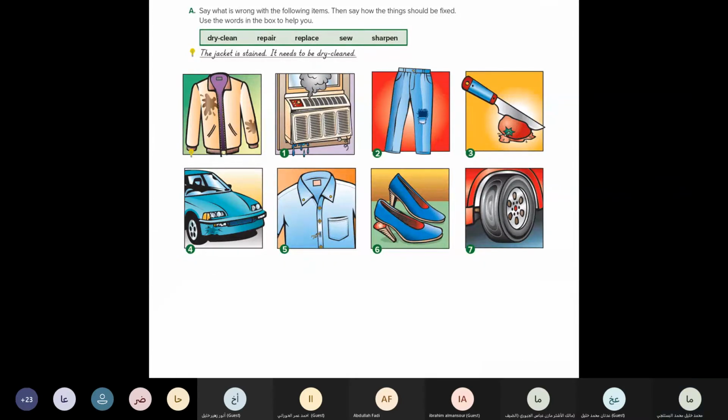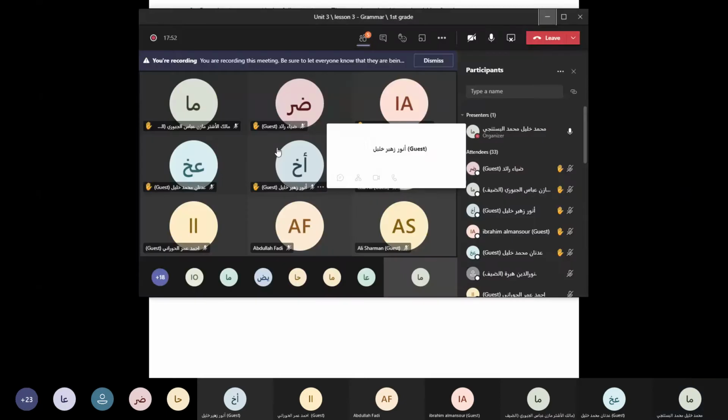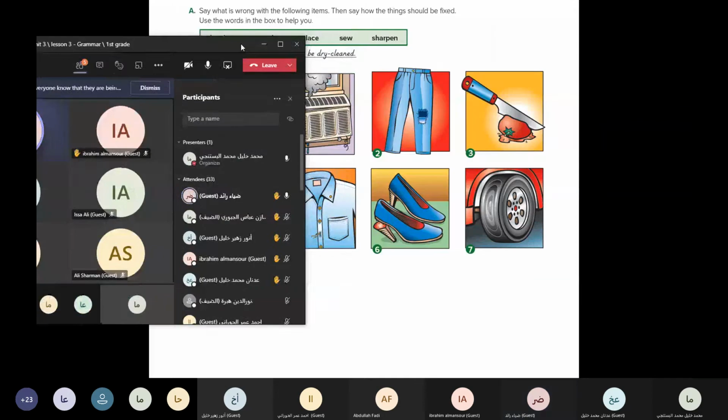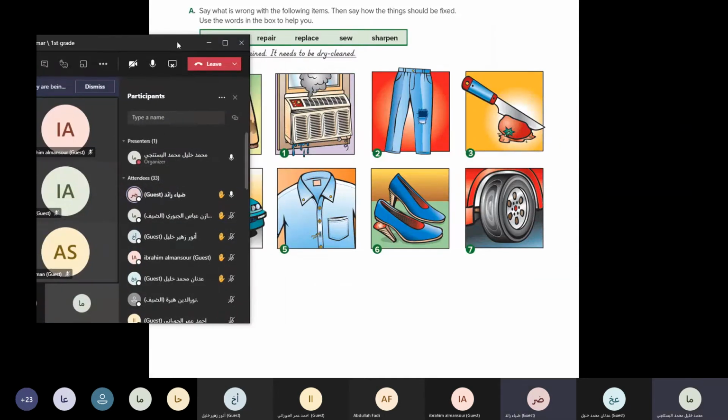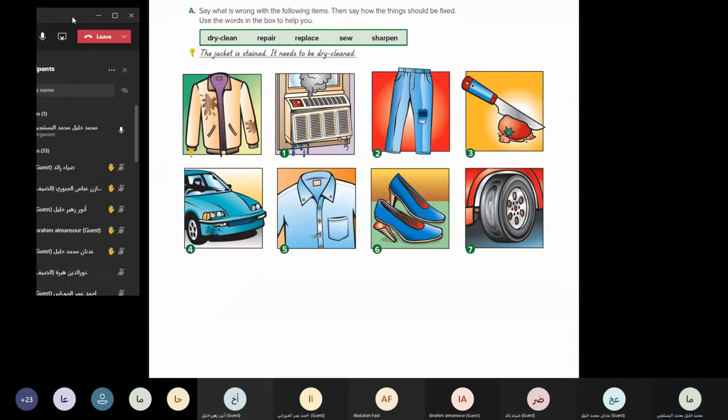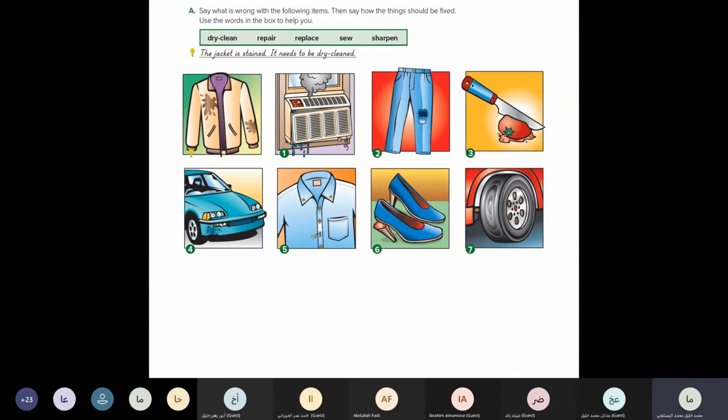Number 2. What happened to the air conditioner? Diya. The air conditioner is damaged. It needs to be replaced. Good. Thank you. You realize that the air conditioner is damaged or broken, doesn't work, isn't working. So it needs to be what? Repaired. Good. So the air conditioner isn't working. It needs to be repaired. So again, here we have different answers.